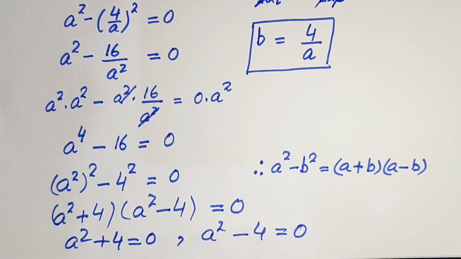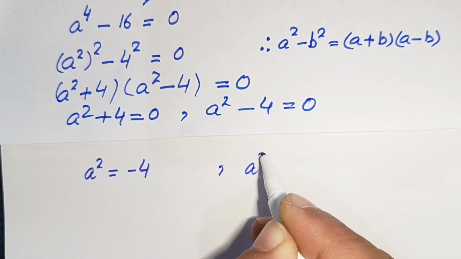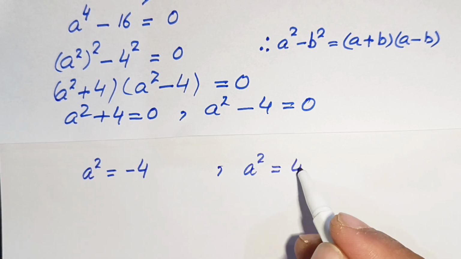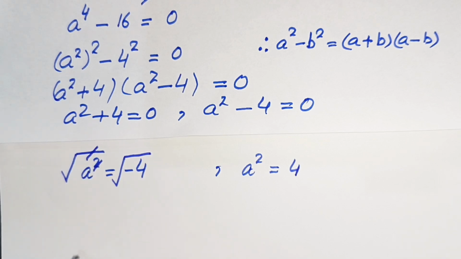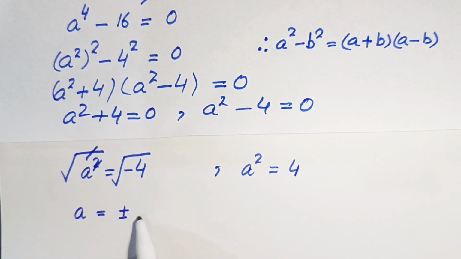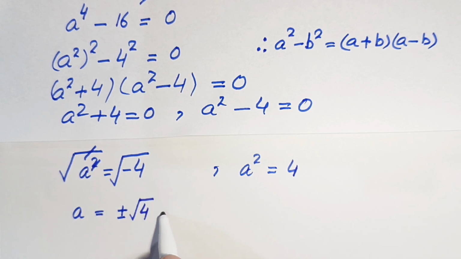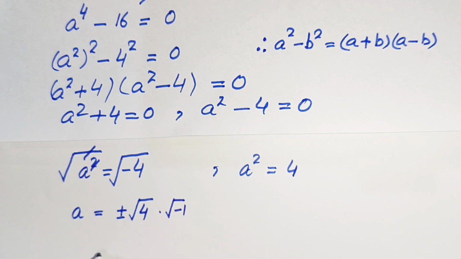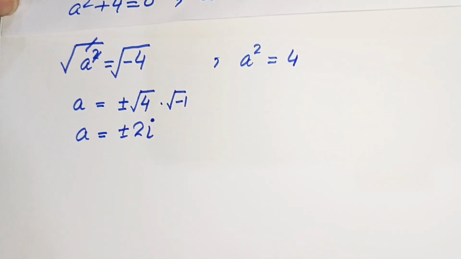So next, in this case a squared is equal to minus 4, and in this case a squared is equal to 4. Now if we take the square root on both sides, a is equal to plus minus square root of minus 4. Square root of minus 4 can be written as square root of 4 times minus 1. So a is equal to plus minus, where square root of 4 is 2 and square root of minus 1 is i. So we get a is equal to plus minus 2i.